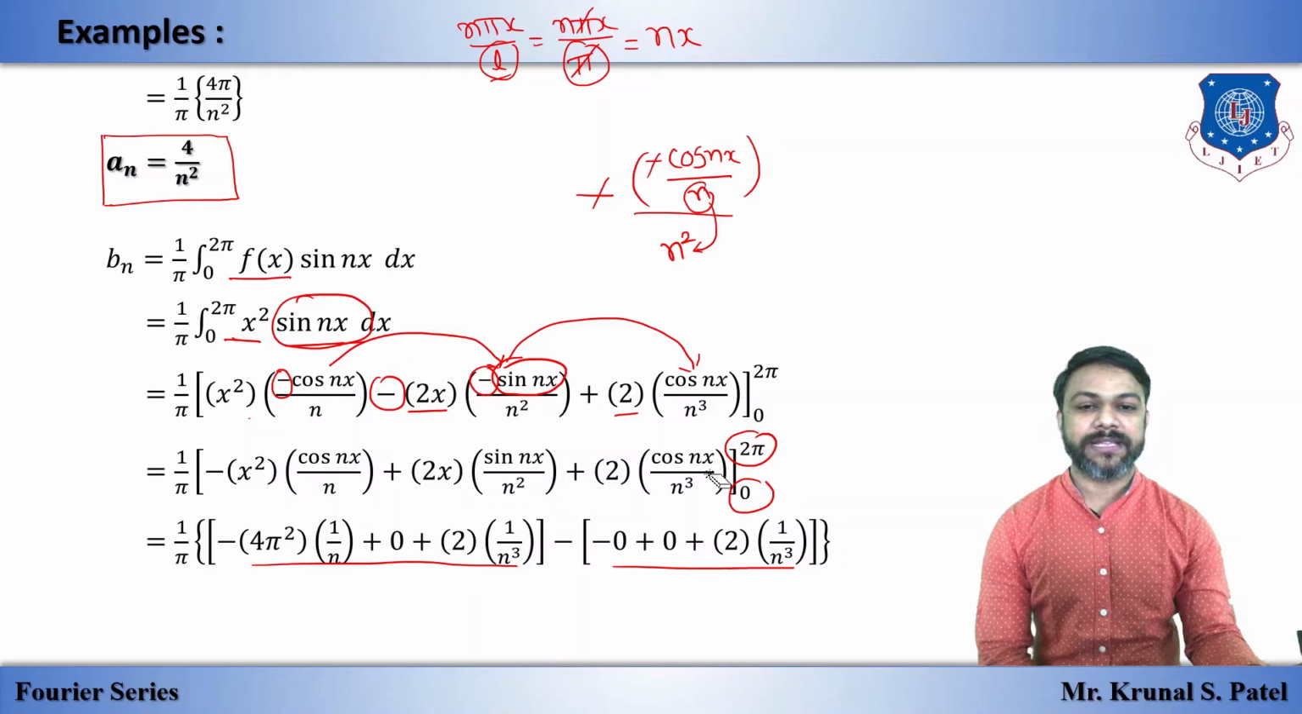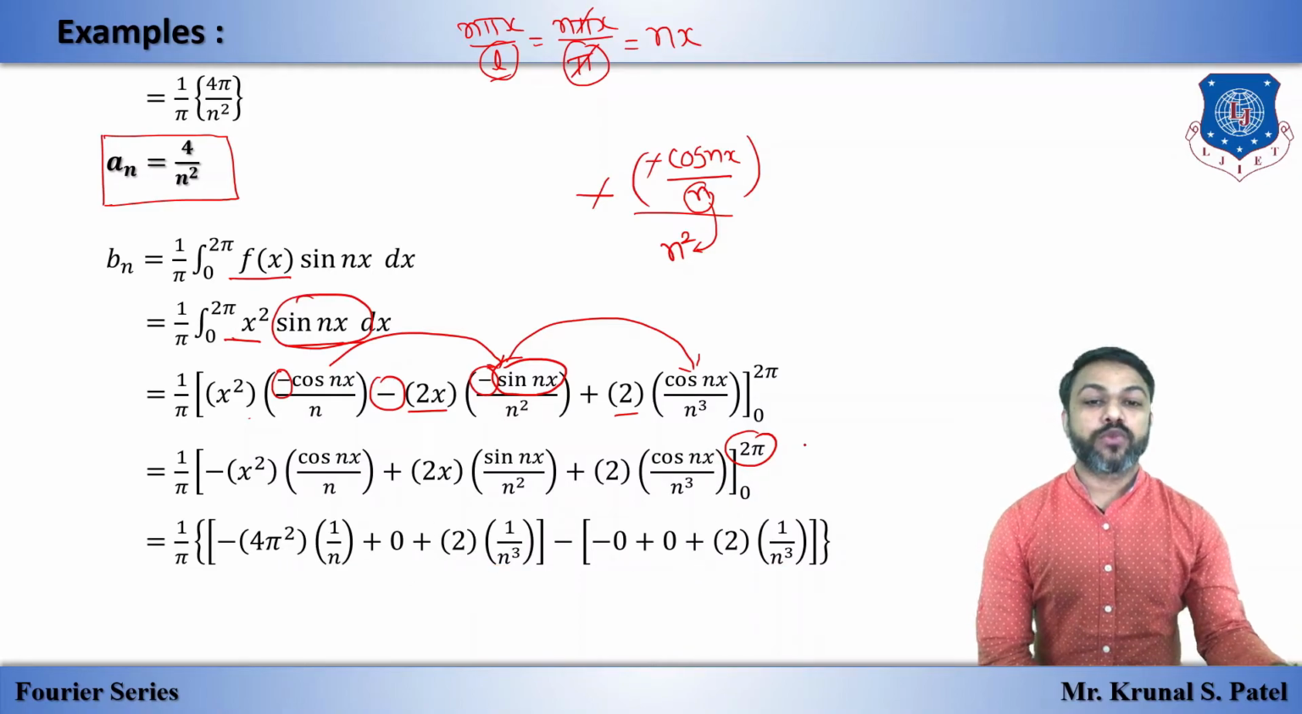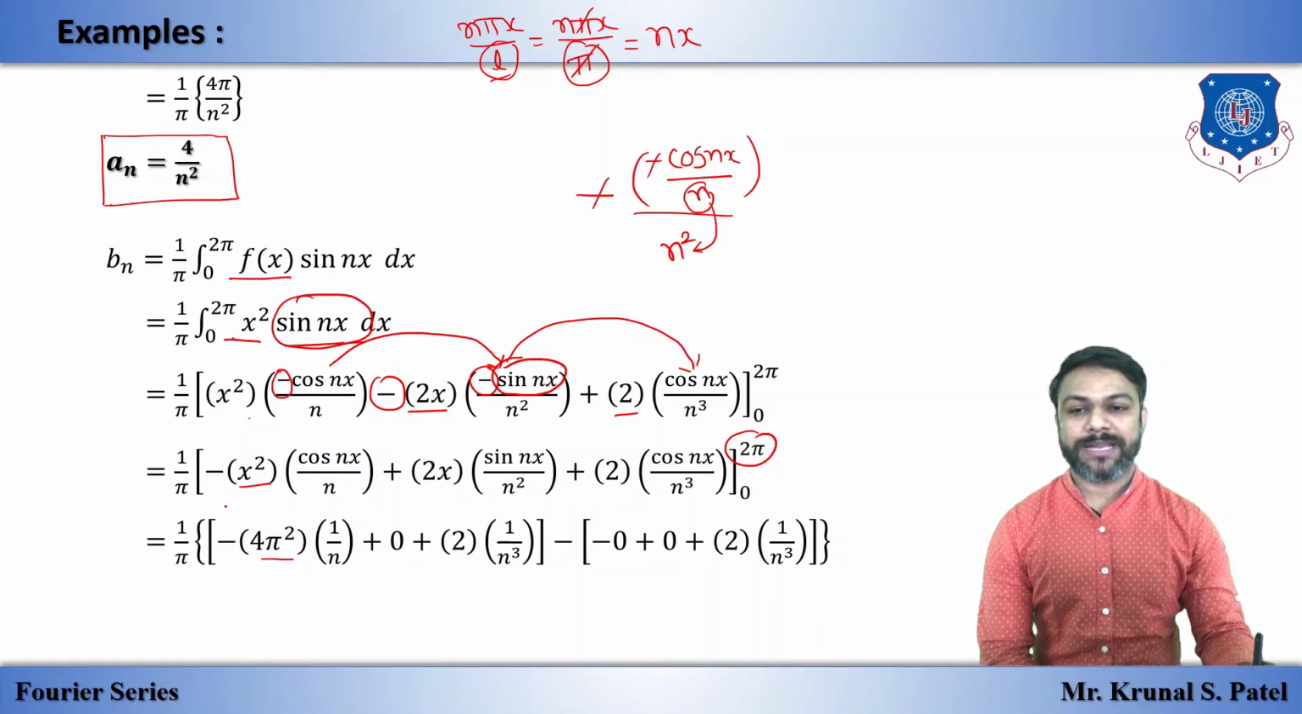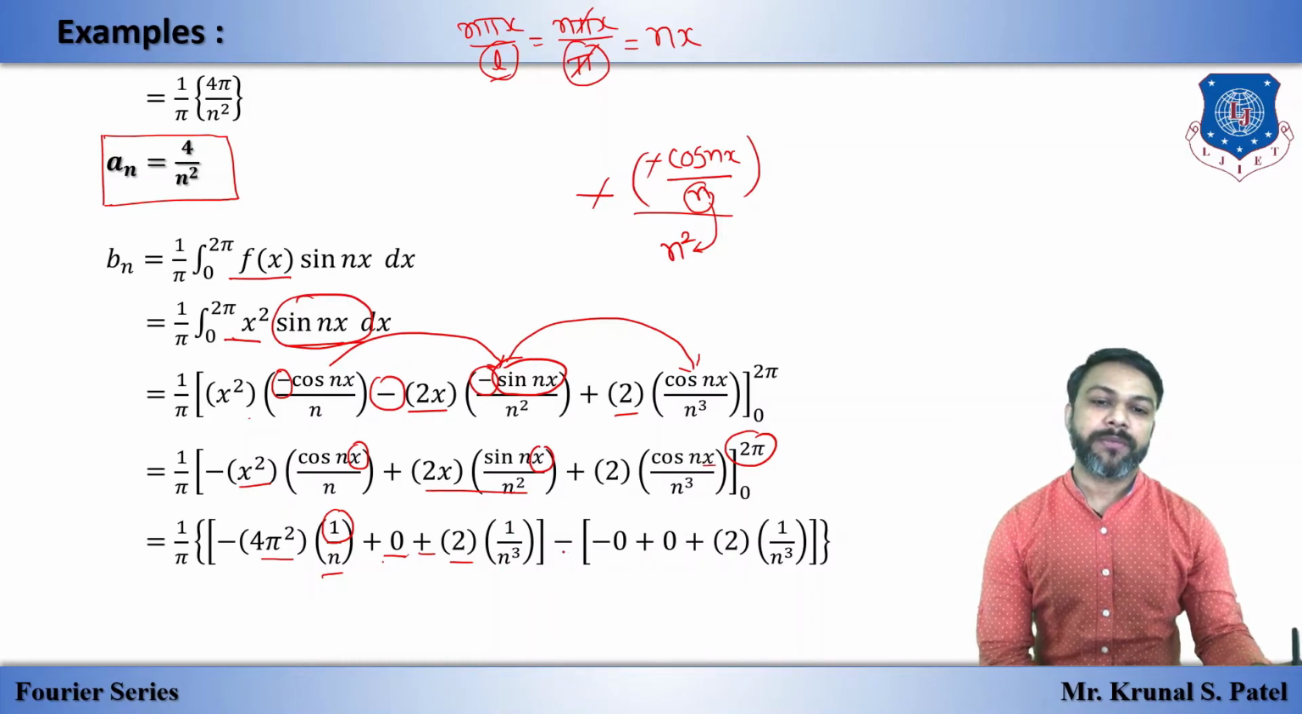I am explaining this. First we are going to put 2 pi. 2 pi whole square is 4 pi square, with minus as it is. If we put 2 pi here, cos 2n pi is 1, and as it is. If we put 2 pi here, sine 2n pi is 0, so 0 into this term is 0. Plus 2 as it is, and if we put 2 pi here, cos n 2 pi is 1, 1 by n, minus, now we will put the lower limit.